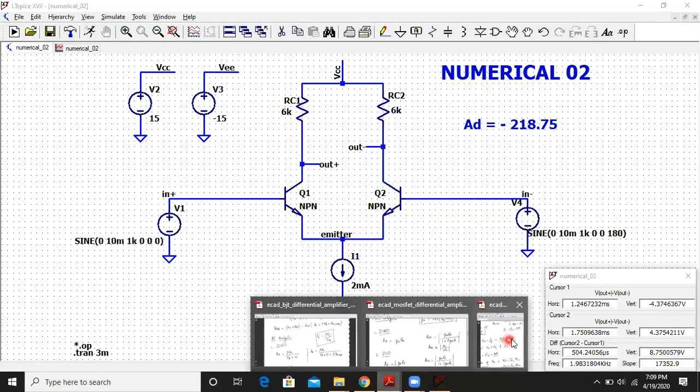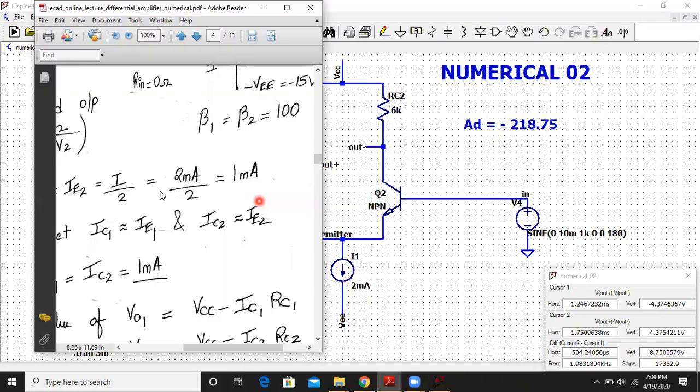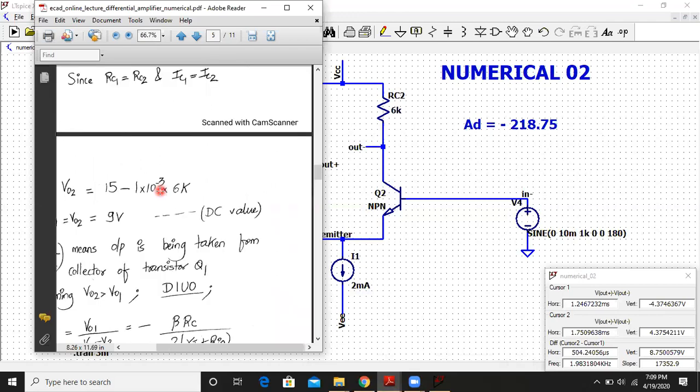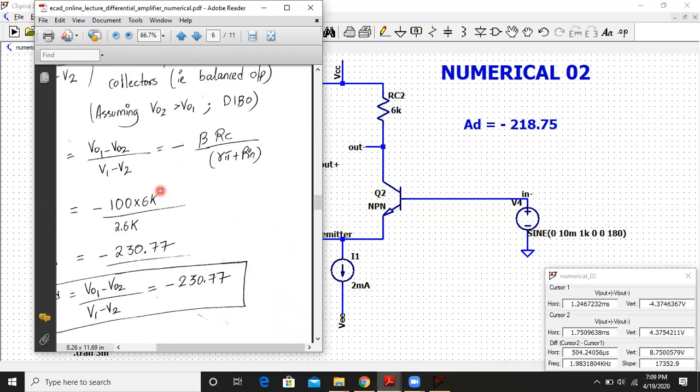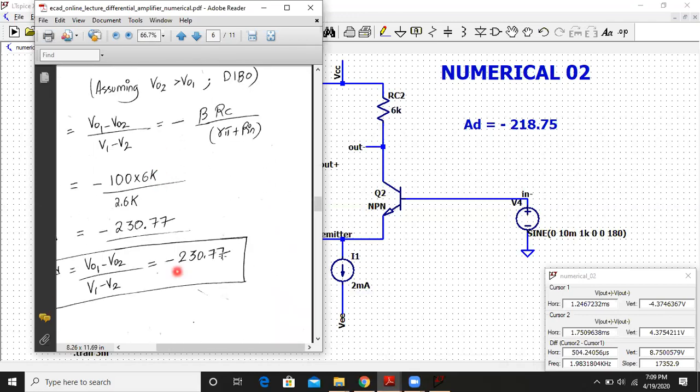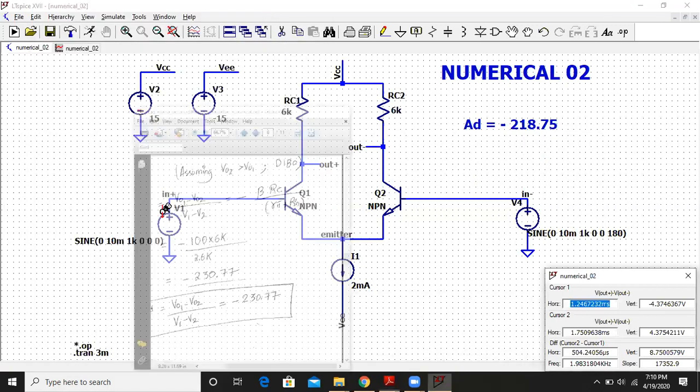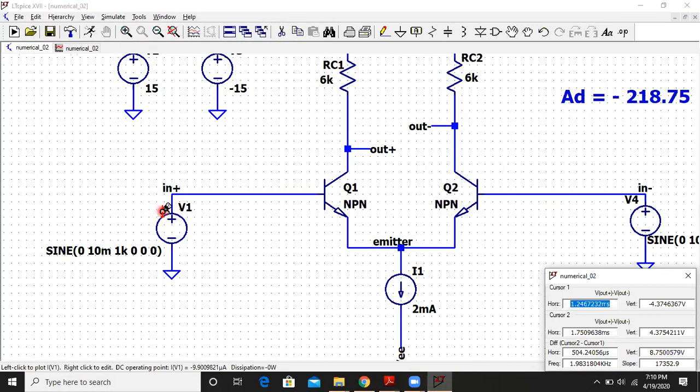Let us check with our answer. In our answers, for AD we were getting around 230.77 theoretically, and practically by simulating in LTSpice we are getting 218.75. So that's quite close. We haven't used the entire BJT, all the parameters. We have just used the beta value, just 100 over here, as we can see we have defined it.